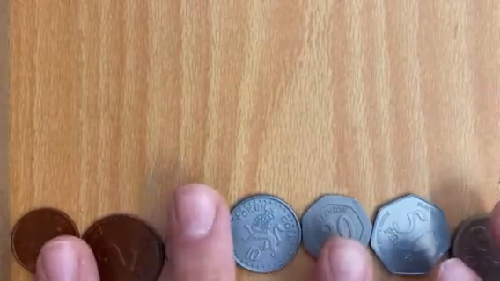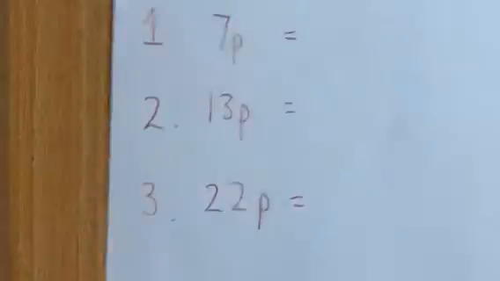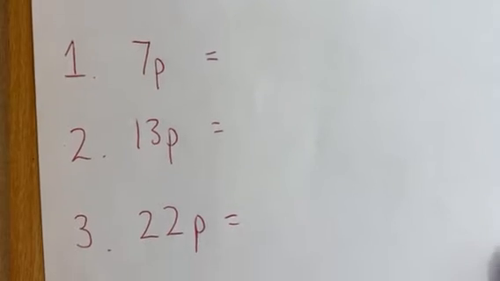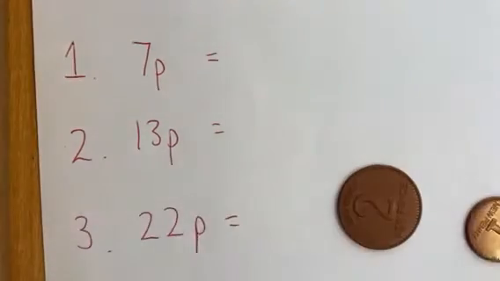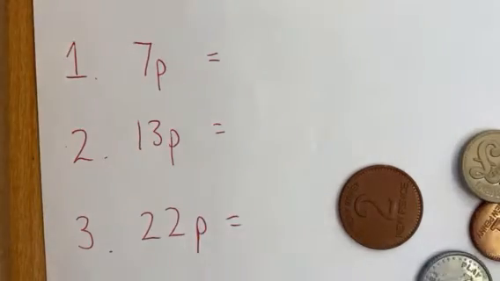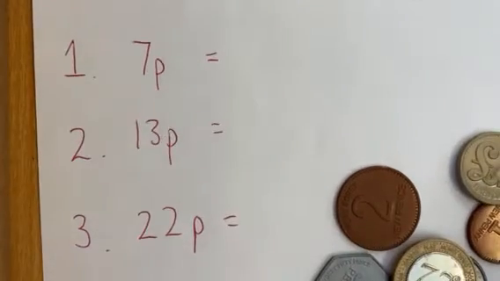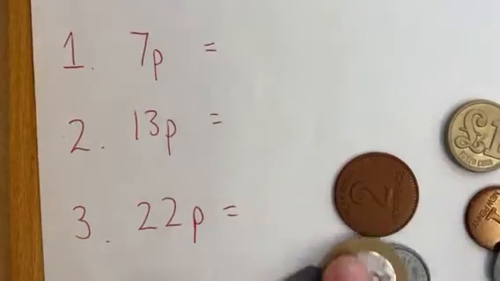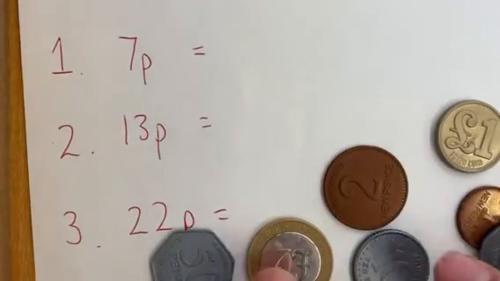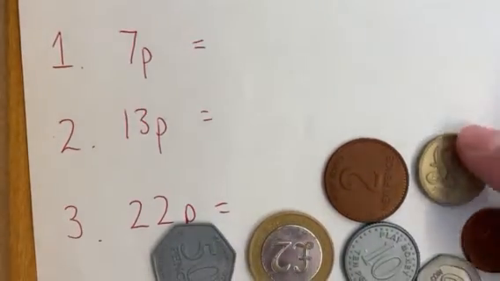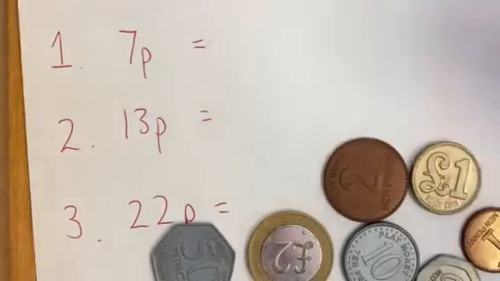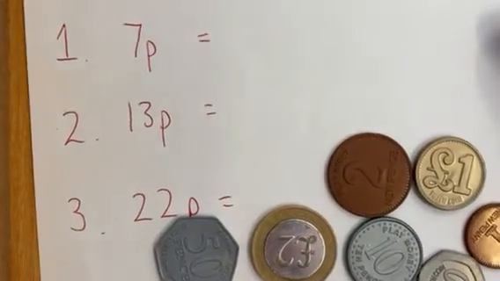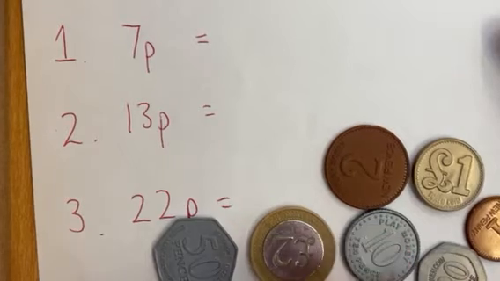So if I just move my coins out the way a touch and bring in this here, we're going to need to use these coins to make those totals. So I pop the coins there. We've got a selection of coins that we need to use to make the first one. Now the first one is 7 pence, 7p. That's quite a small number.